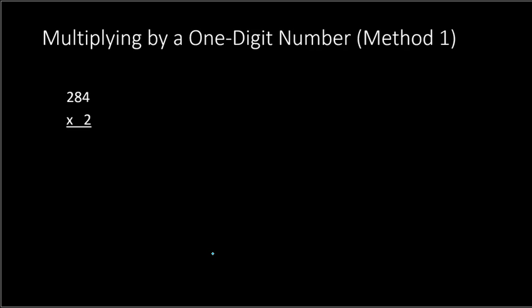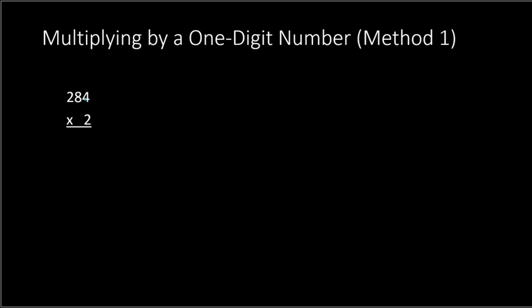Well, first off, make sure you know your times tables for one-digit numbers. So make sure you can do like 5 times 9 or 8 times 7. Make sure you have those mastered, because that is necessary to do this. Now, the number we're multiplying by, here the 2, we take the 2 and multiply it by each digit on the top number. So you multiply it by the 4, by the 8, and by the 2.